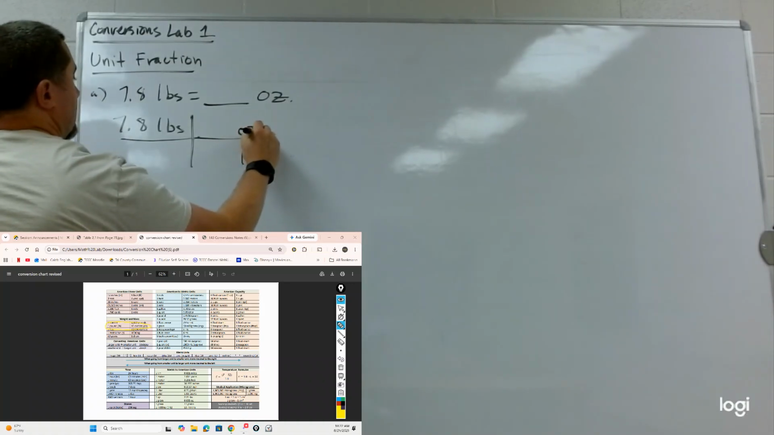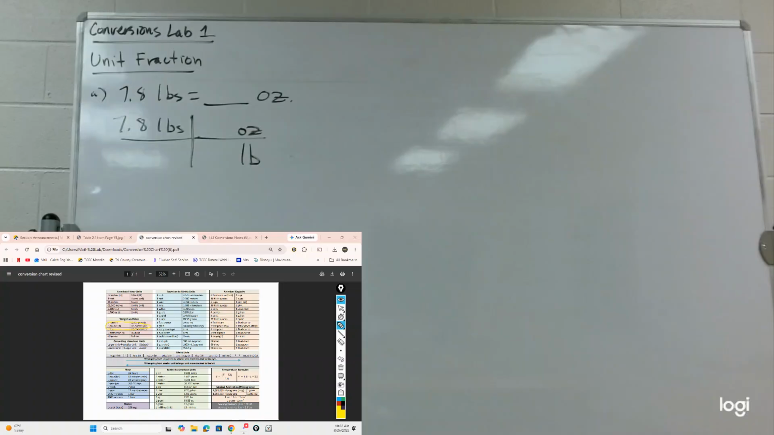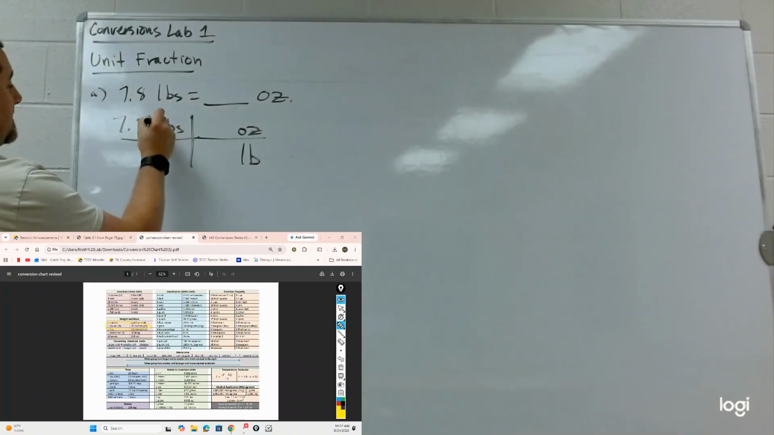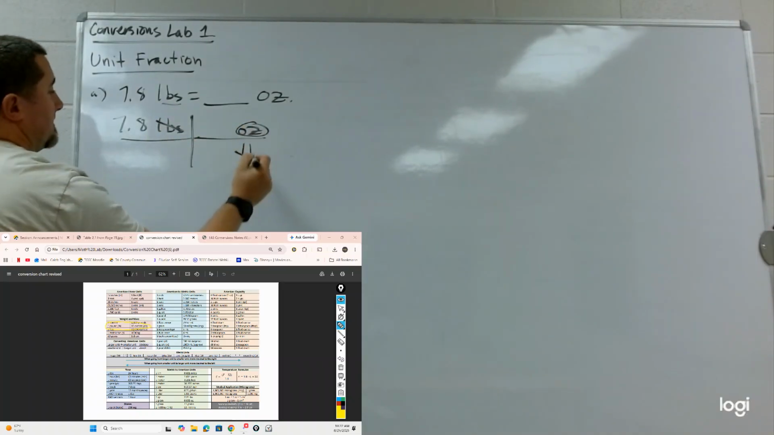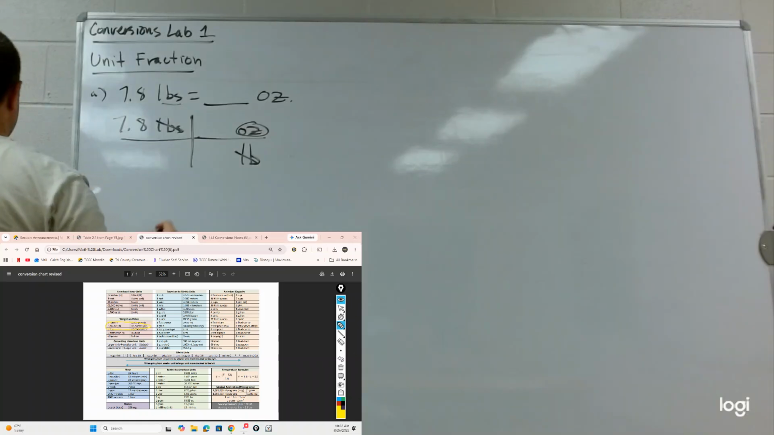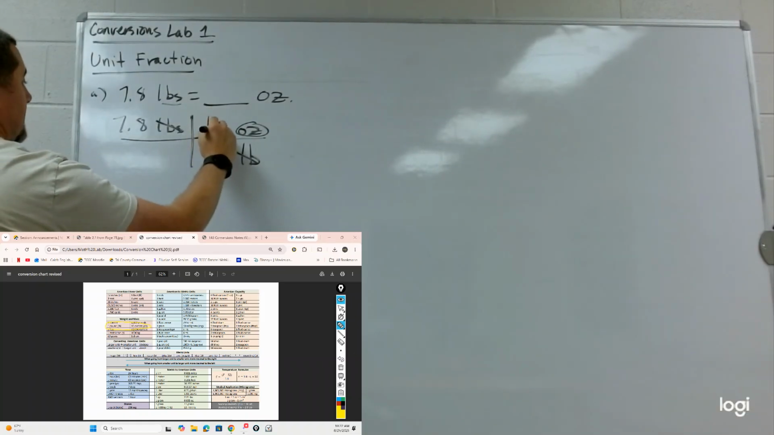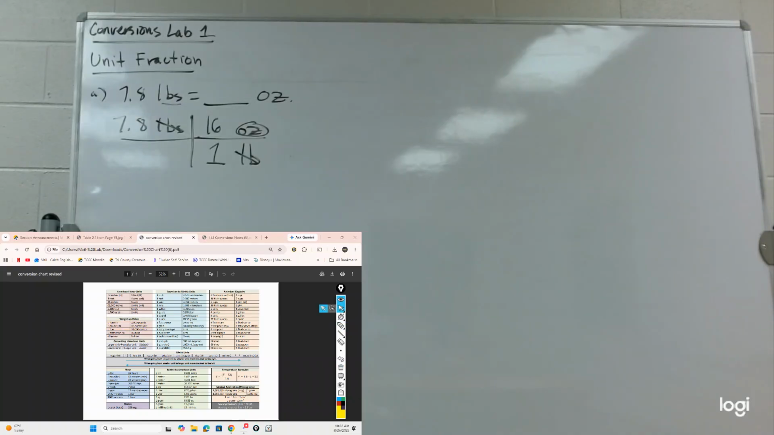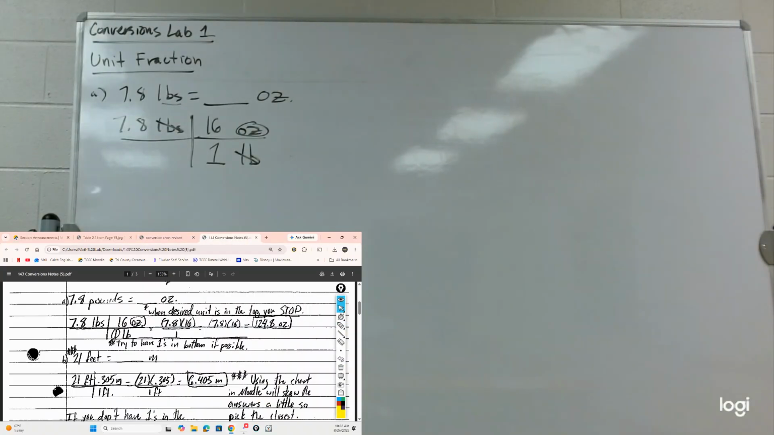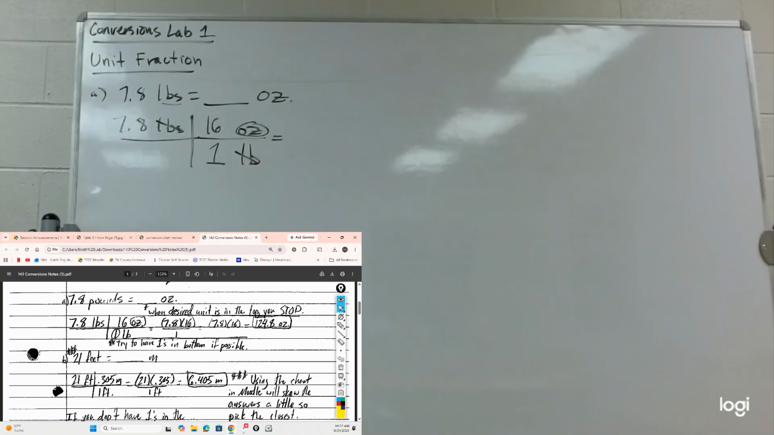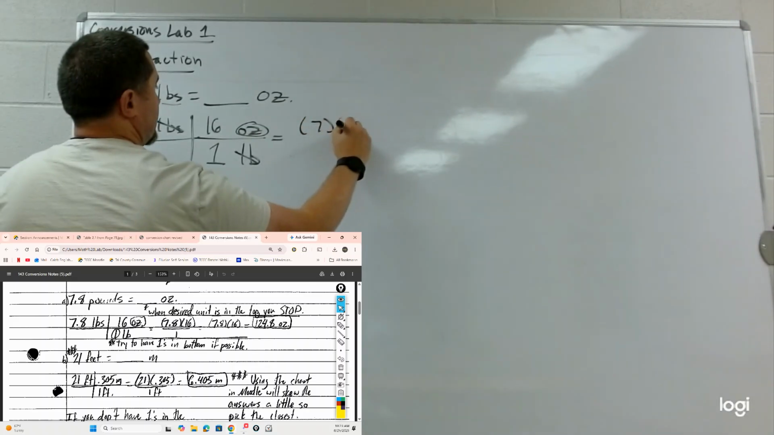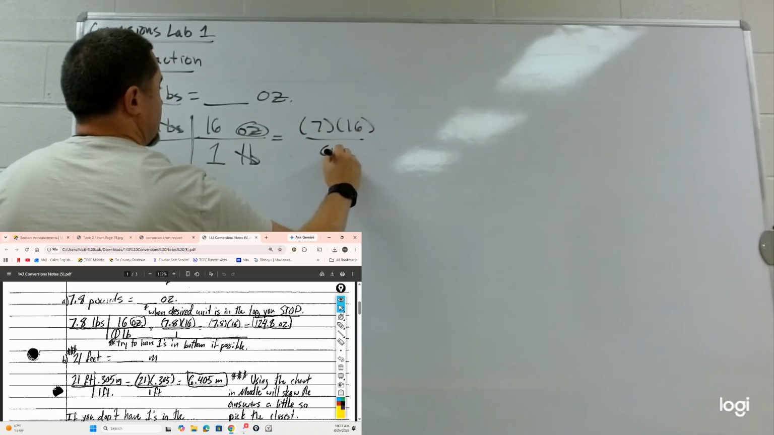Well, the unit fraction tells you where everything goes, because you've got to be able to cancel out of the unit that you started in and wind up in the one that you're looking for. So that means that I'm going to put 1 pound there and 16 ounces there, just like I did in the notes page. Now, this falls back on the multiplying fractions rule, okay? So when you multiply fractions, you go straight across the top, straight across the bottom. So that's going to make the top say 7 times 16, and the bottom's just going to have a 1.